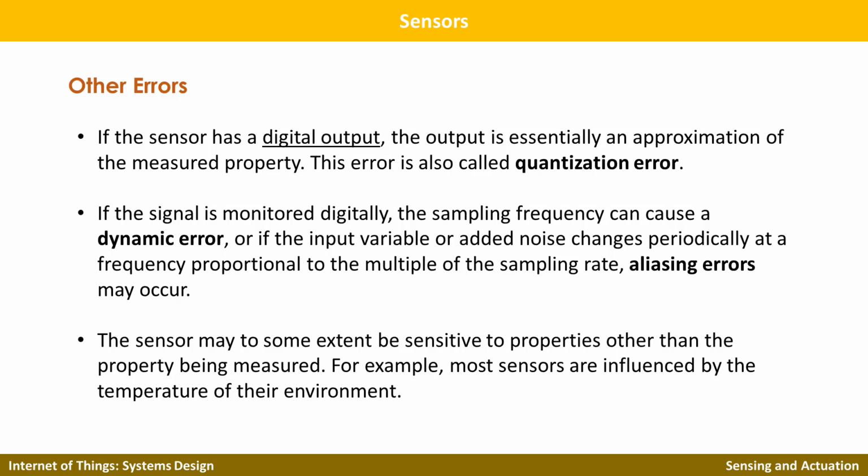Finally, it is worth noting that sensors may, to some extent, be sensitive to properties other than the property they are measuring. For example, some sensors may be influenced by the temperature or the humidity, even though they are not temperature or humidity sensors; they are supposed to measure something else. But the environmental factors may be affecting that. Those kinds of errors could also be reasons for deviating from the actual values.